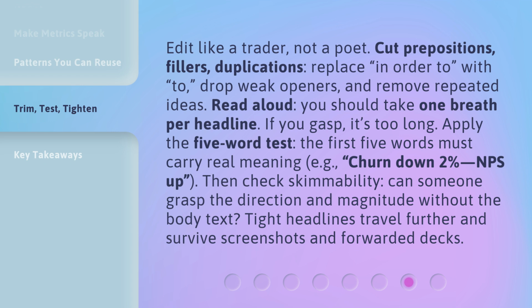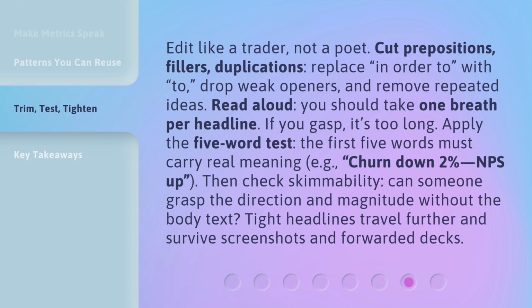Edit like a trader, not a poet. Cut prepositions, fillers, duplications. Replace "in order to" with "to". Drop weak openers and remove repeated ideas. Read aloud. You should take 1 breath per headline. If you gasp, it's too long.